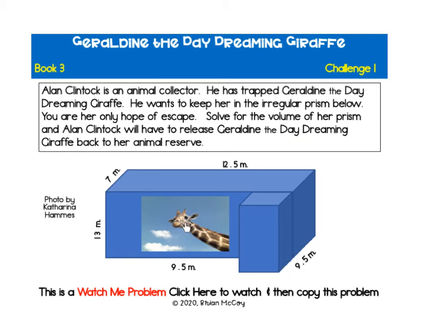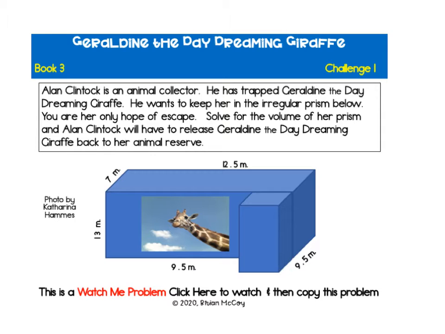And there she is right there. She's a pretty little thing, but bummer for her. She's been trapped within this irregular prism. That is no good. Hey, this is a watch me problem, which means all you need to do is sit back, relax, and watch to see how this problem is solved. And then at the end, copy all the information into your notebook.